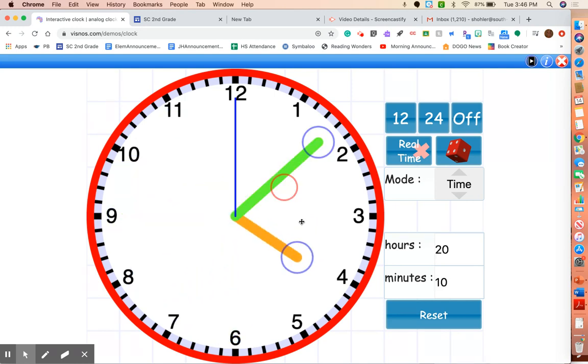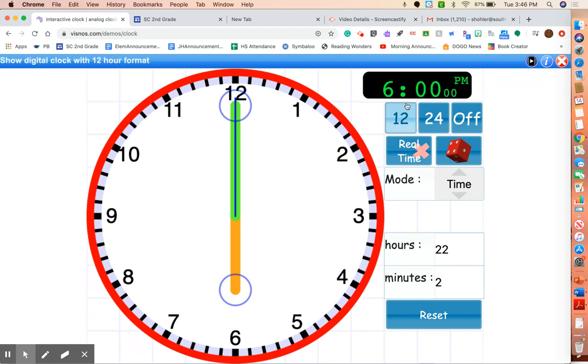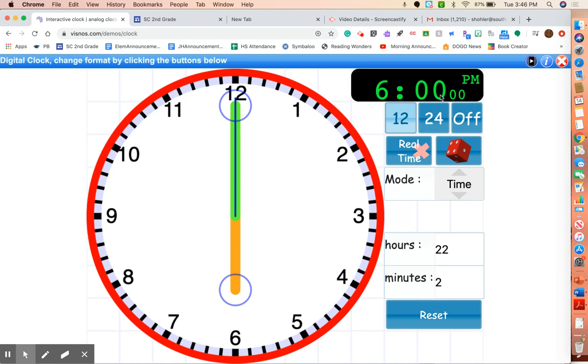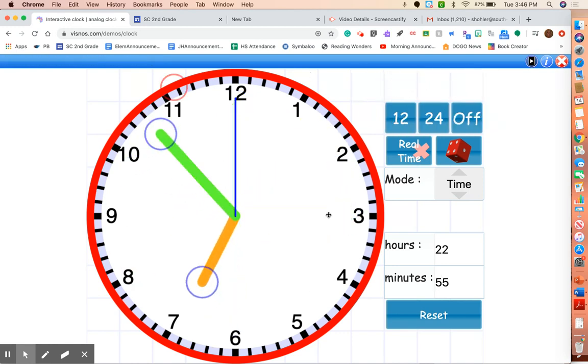All right, let's try another one. Let's go with this time. What time is this? If you said 6 o'clock, you are correct. The hour hand is pointing to the 6, and the minute hand is pointing to the 12. Remember, we write 6 o'clock, 6 dot dot 0 0. Look at right here, 6 dot dot 0 0. Good.